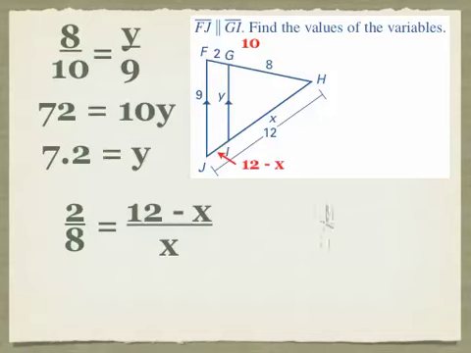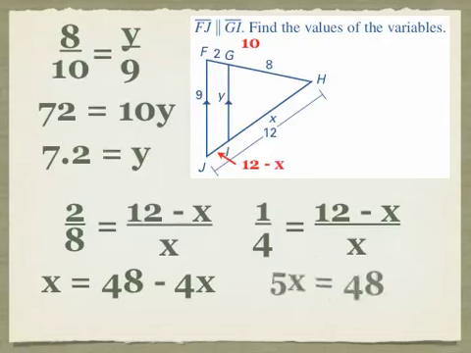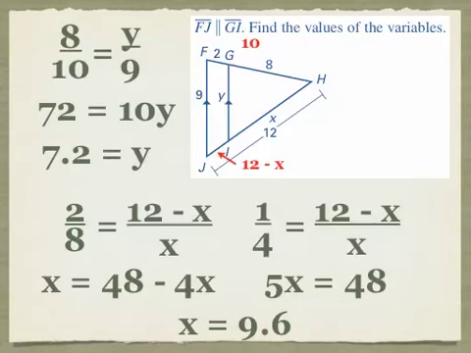I went ahead and simplified, I'm sorry. 2 over 8 is the same as 1 over 4. So when I cross multiply, I get x equals 48 minus 4x. Add 4x to both sides and you get 5x equals 48. When you divide both sides by 5, you get x equals 9.6.